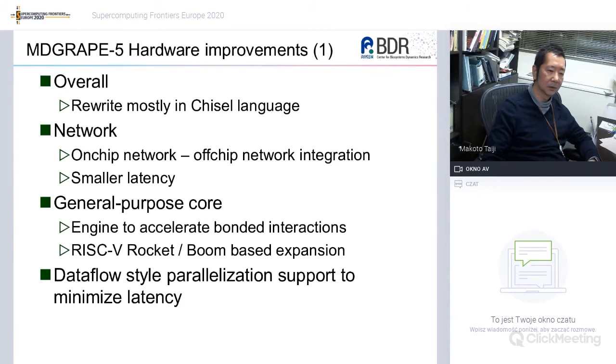And for general purpose cores, we need to add some engine to accelerate bonded interactions, not only non-bonded interactions. Currently we plan to expand the RISC-V Rocket and BOOM cores developed by Berkeley, not using Synopsys HIP designers, for performance reasons. And we will add some hardware to support data flow style parallelization to minimize latencies.